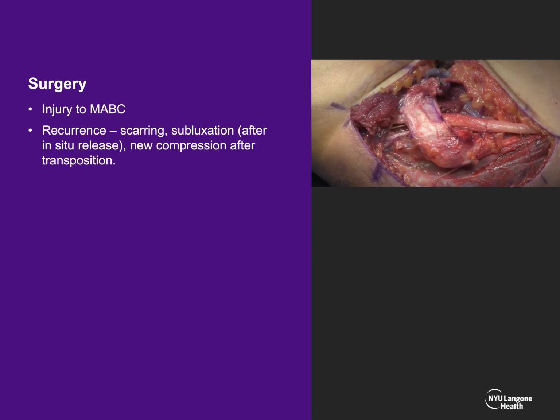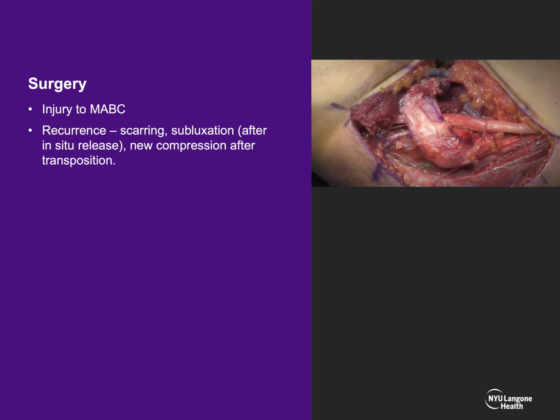When you do surgery, the most likely thing to injure, other than the ulnar nerve itself, is the medial antebrachial cutaneous branch. This can give you painful neuromas. So pain over the medial side of the elbow after the surgery, you have to think medial antebrachial cutaneous injury.